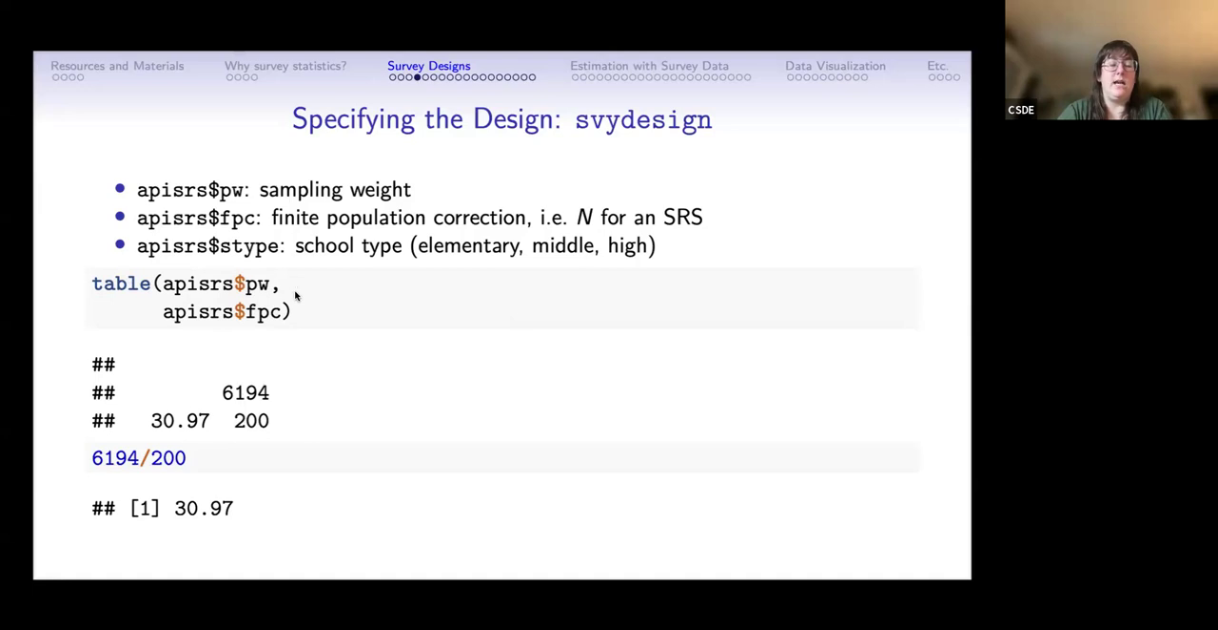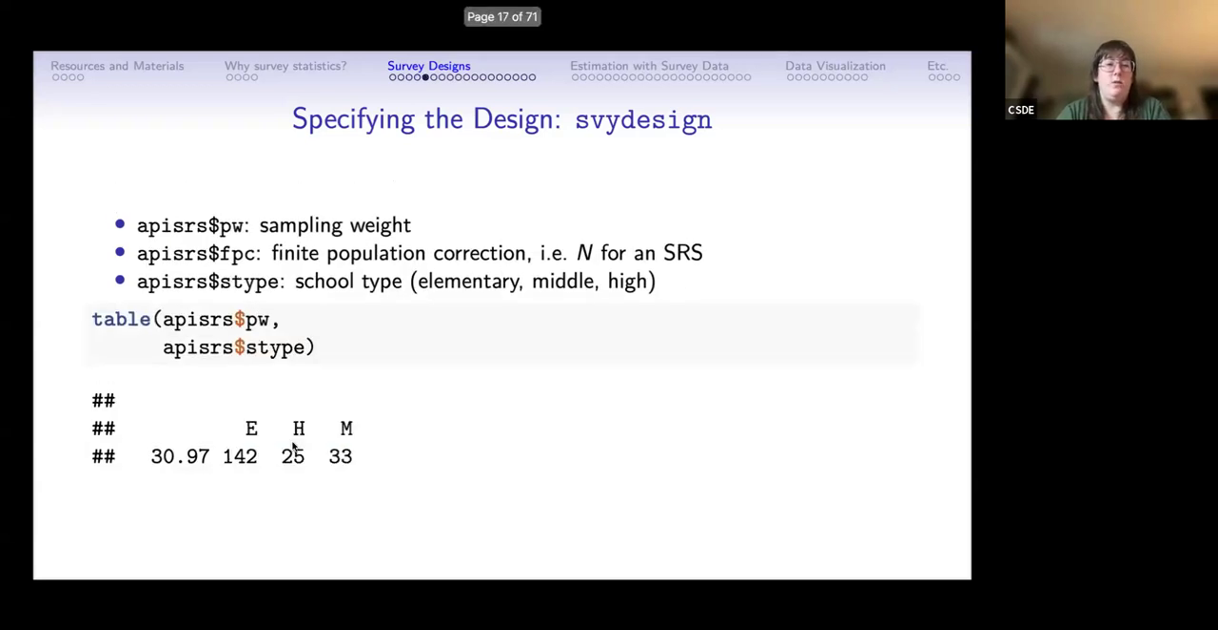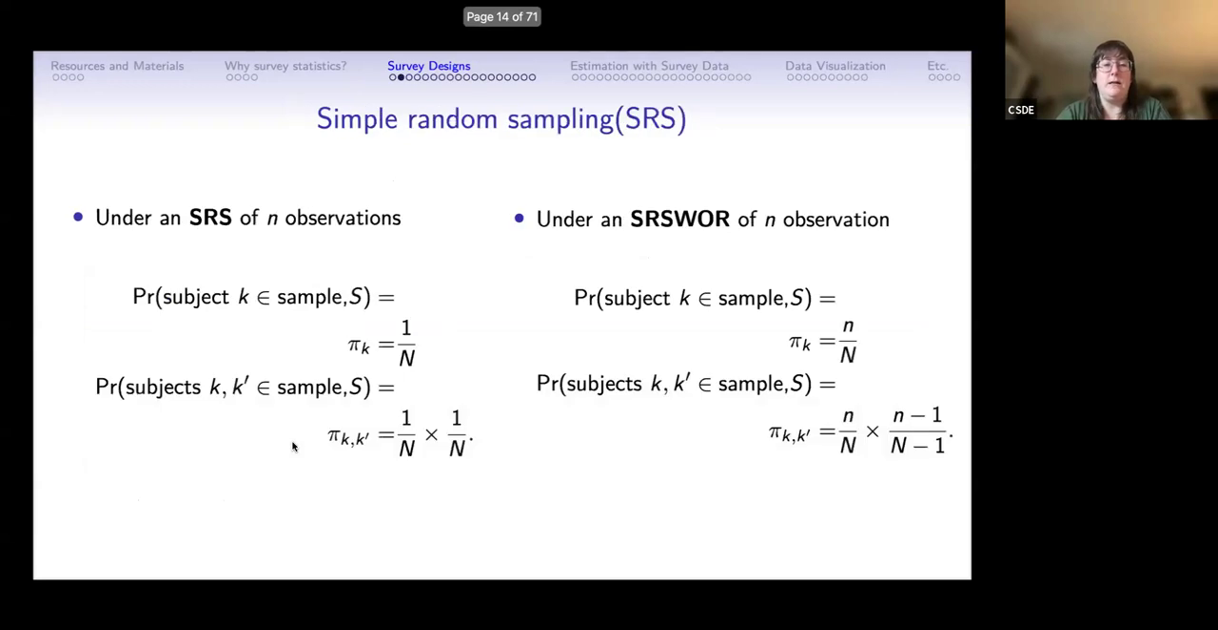So there's a column in this data set, API-SRS, called FPC, that contains the population size. Here I'm doing a cross table between the sampling weight and the finite population correction. Notice the finite population correction is the population size, so that's 6,194. If you divide that number by 200, you get the unique weight that all 200 rows in this data set have. Weights, which we haven't quite defined here, are taken to be 1 over the probability.